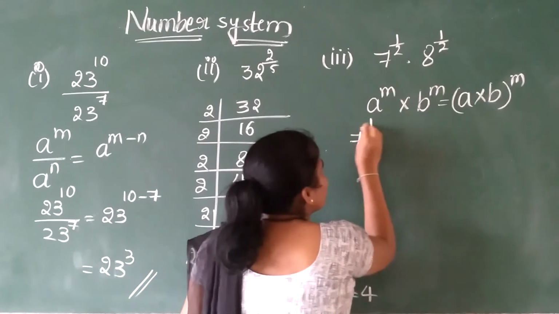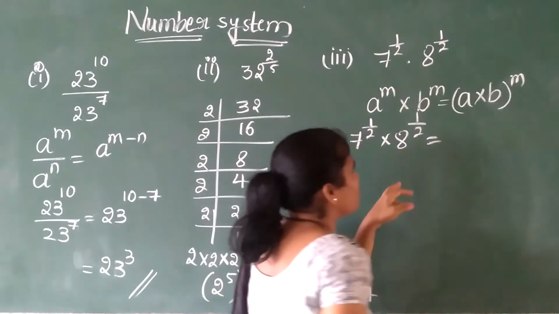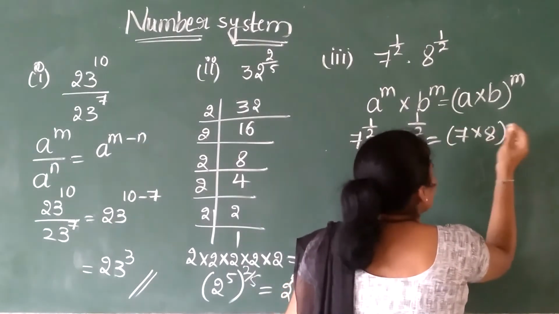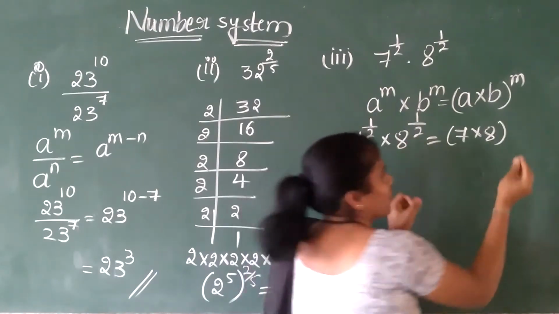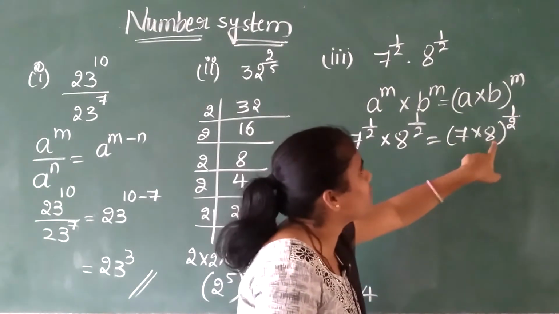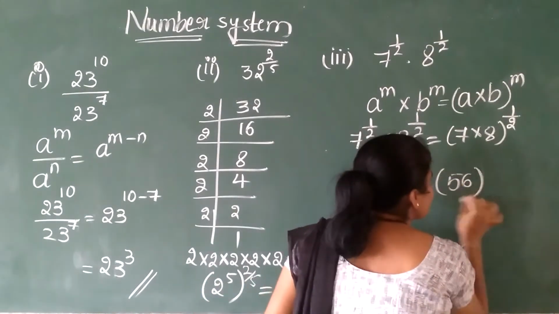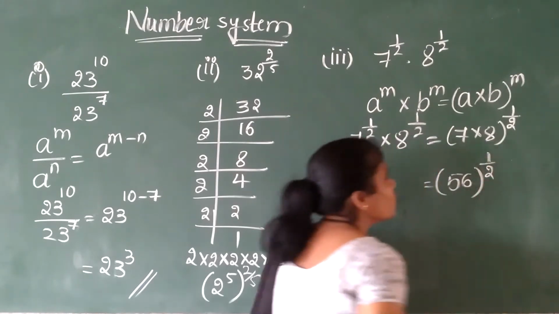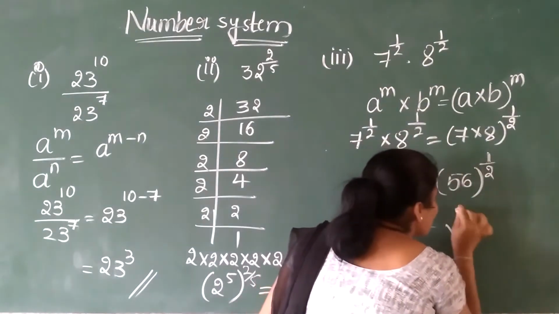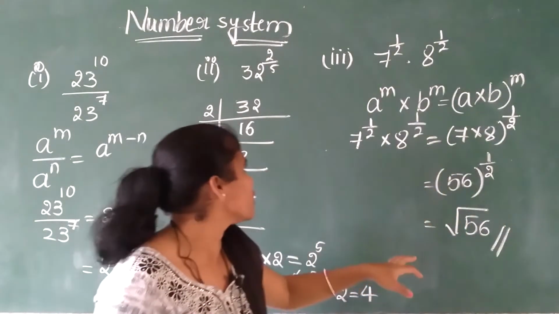So 7 to the power 1 by 2 into 8 to the power 1 by 2 is equal to (7 into 8) whole to the power 1 by 2. 7 8s are 56, so 56 to the power 1 by 2. 1 by 2 is nothing but root, so you can write it as root of 56. I hope you understood this.